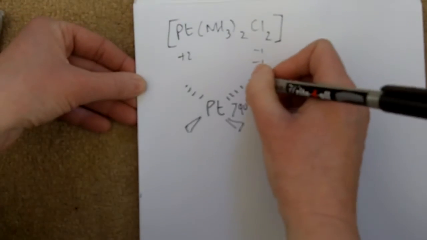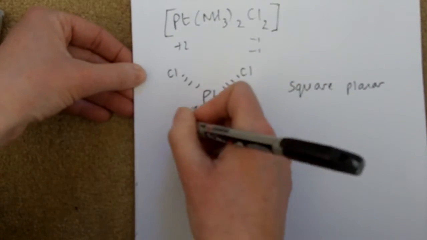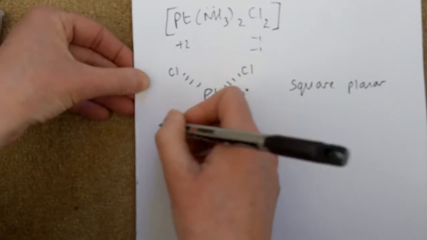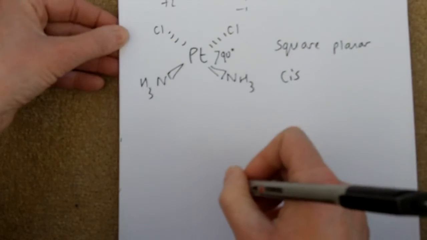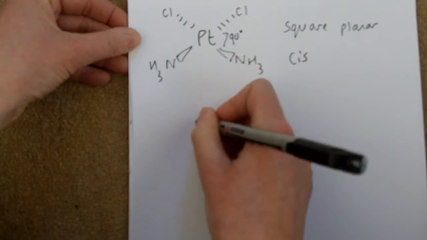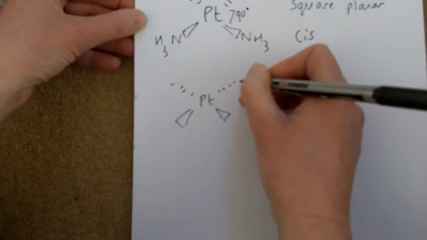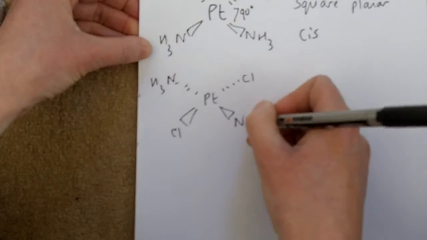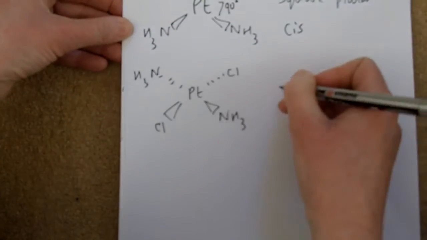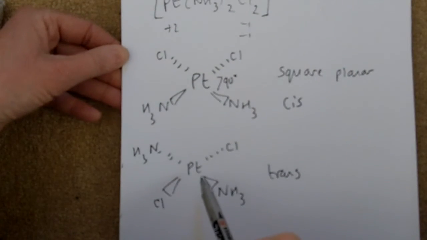Now you could have the chloride ligands next to each other, and the ammonia ligands, because remember the lone pairs are on the nitrogen, next to each other, and that would be called the cis isomer. If you had it the other way, I'll draw it again. Sorry, my drawing is not very good. If you had the chloride ligands opposite each other and the ammonia ligands opposite each other, then that is called a trans isomer. And again, they are stereoisomers of each other: same structural formula, but different spatial arrangements.